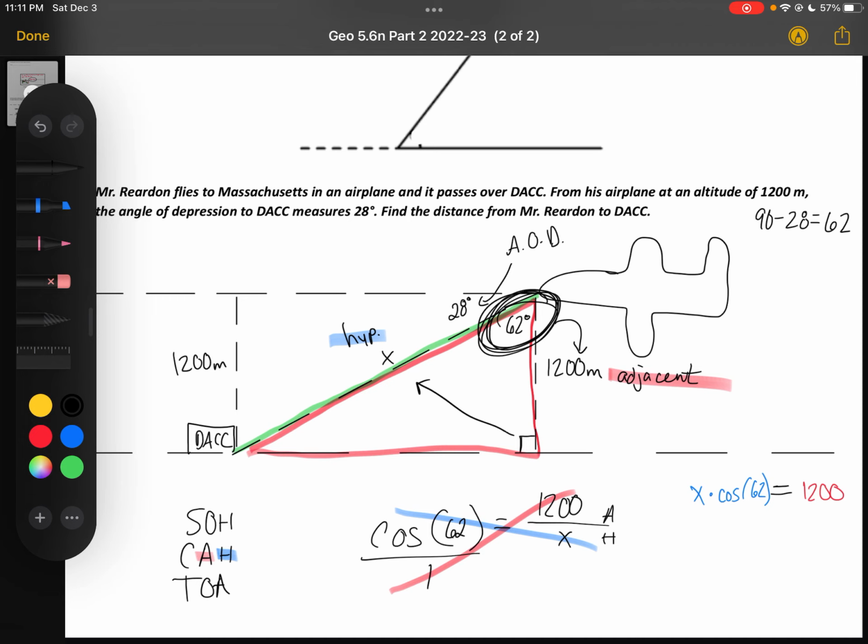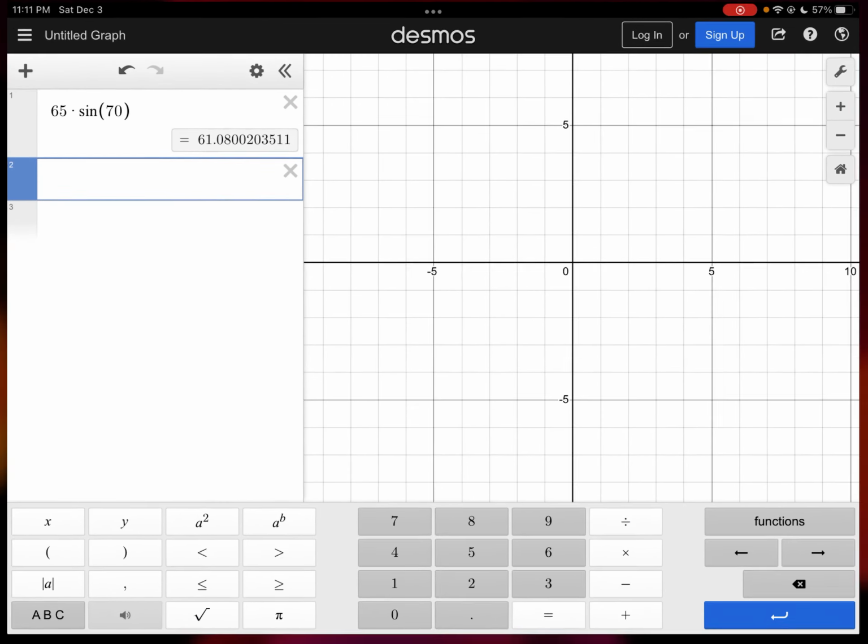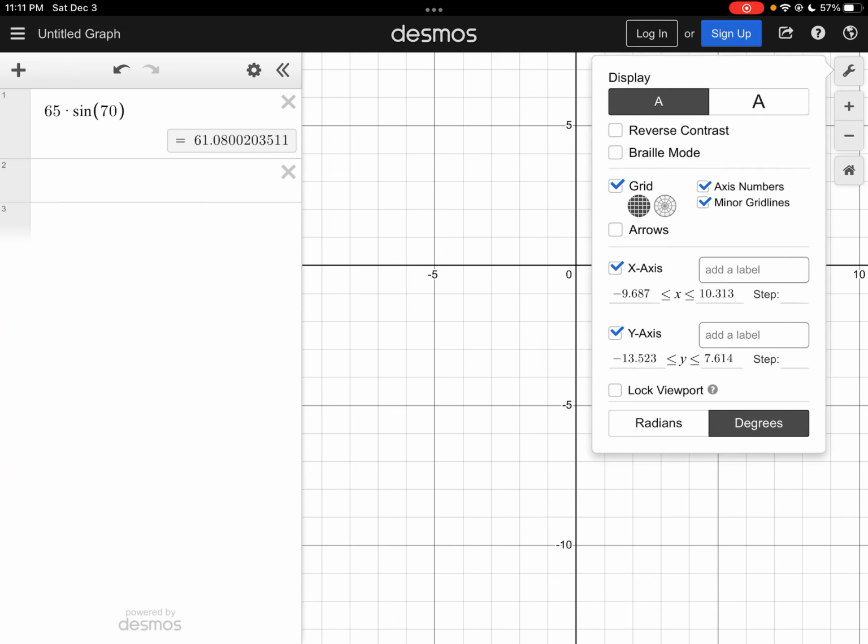So treat cosine of 62 like a quantity. Do not punch that into your calculator yet. We do not want to do that. It's going to lead to rounding. We don't like rounding. We're going to divide both sides by the cosine of 62. So we'll simplify to 1 over here, just leaving us with x on the left side. And then on the right side, we can punch in 1200 divided by the cosine of 62.